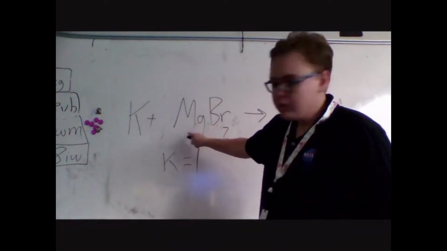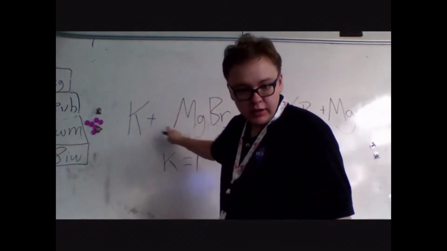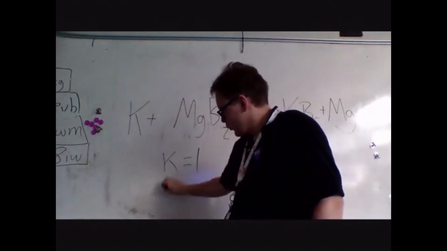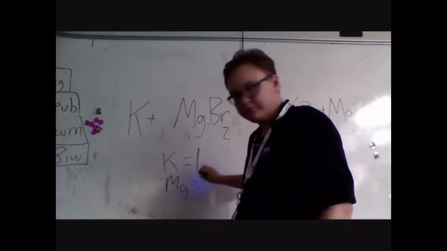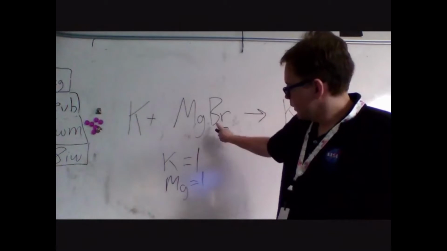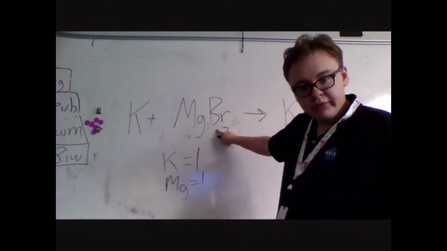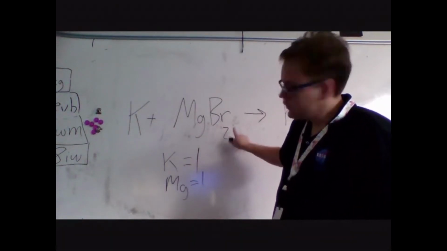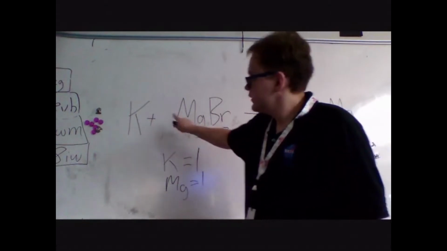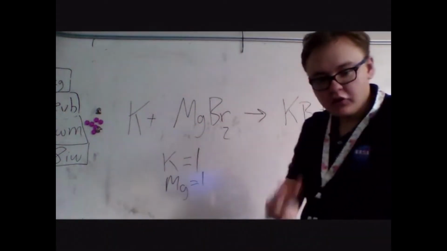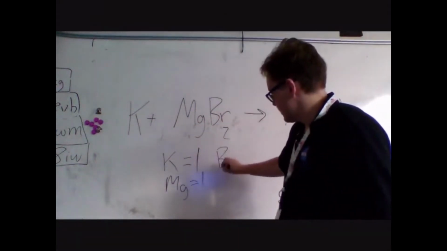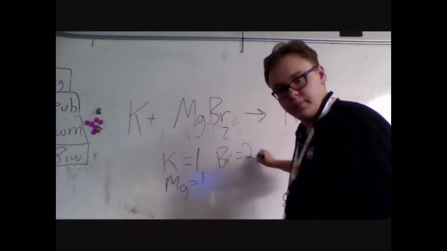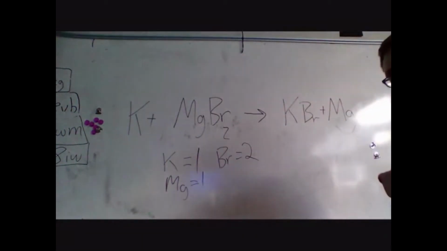Now magnesium, the invisible 1, 1 magnesium. Now Br, bromine. Well, there's a 2 under it, so we've got 2 times 1 gives us 2 bromines. Let's look over here.